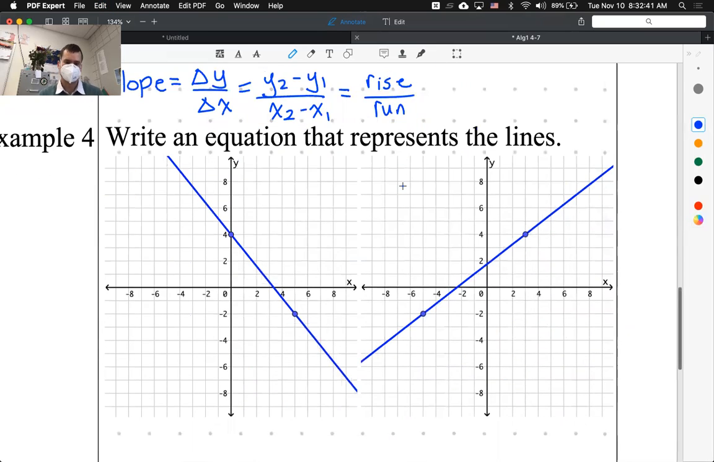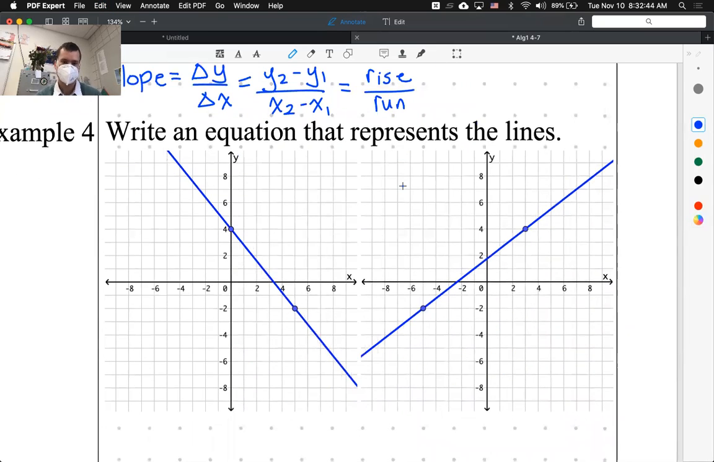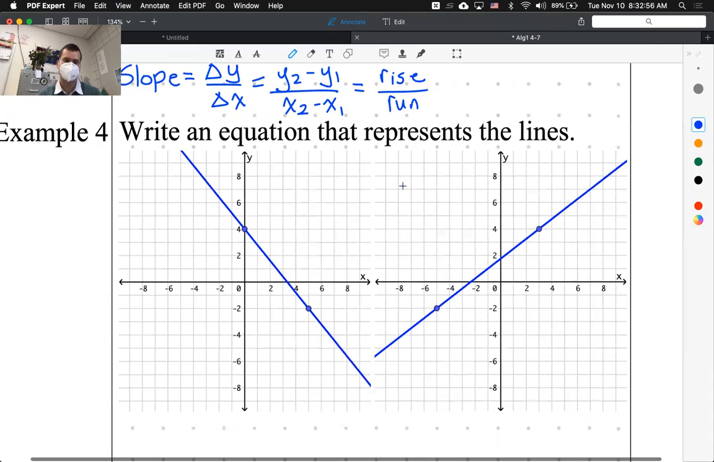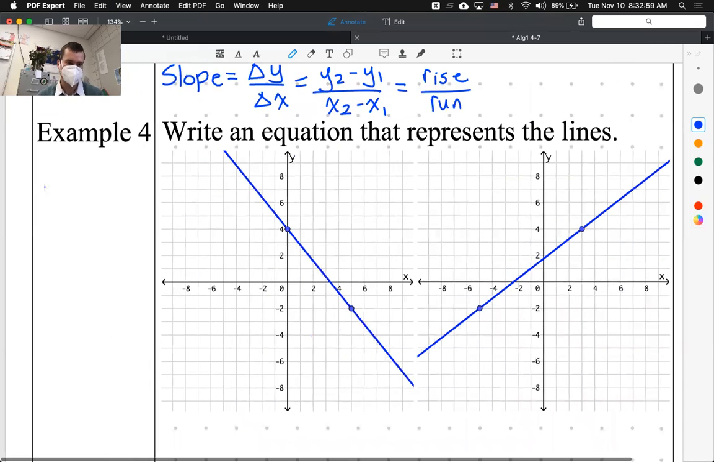So let's do this first graph. I need to find the equation that represents that line. No matter what, unless I'm given an x and a y coordinate, you're going to need to find the slope. Let's first find the slope. Every single first step, and maybe I can write it over here, the first step should always be find slope.